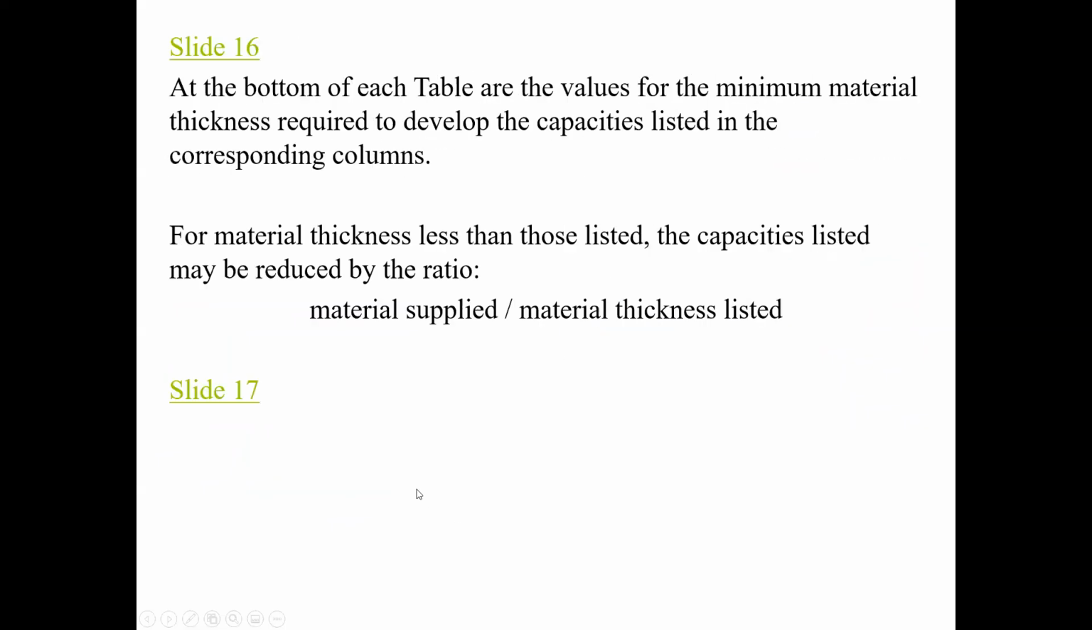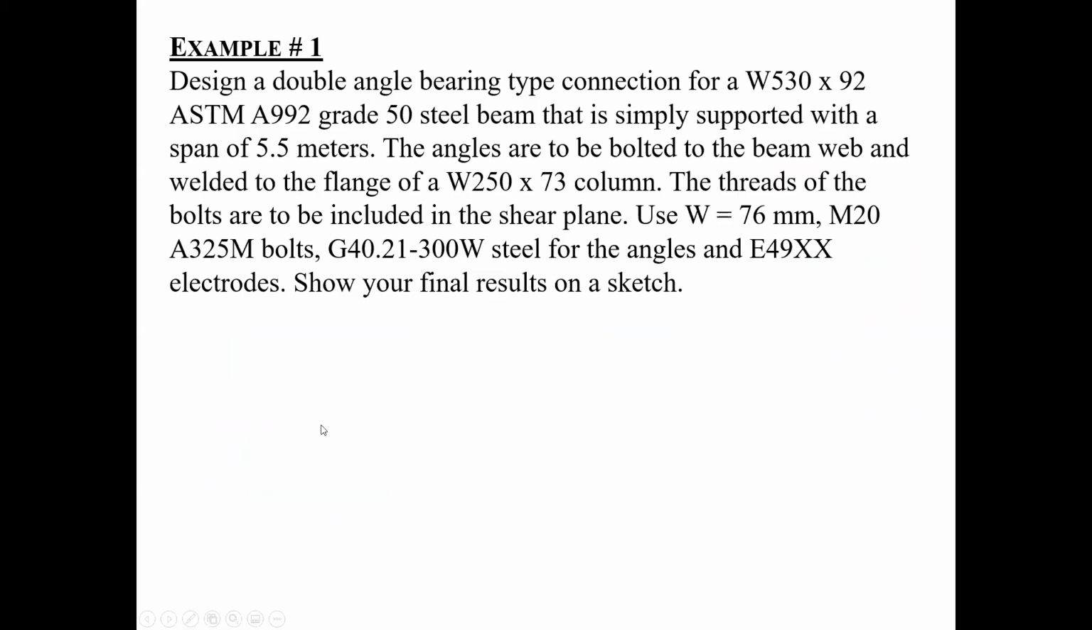Okay, so now let's apply this to an example. First of all, design a double angle bearing type connection for a W530 by 92. So that's the beam. In other words, I would be looking at a drawing. I would see here in plan view that this is a W530 by 92, of course this is the grade of steel, that is simply supported with a span of 5.5 meters. So this gives me the span here, 5.5 meters. And there's nothing indicating what the shear force is on the drawing. Some people put it on, some people don't.